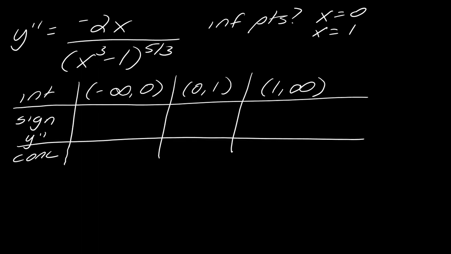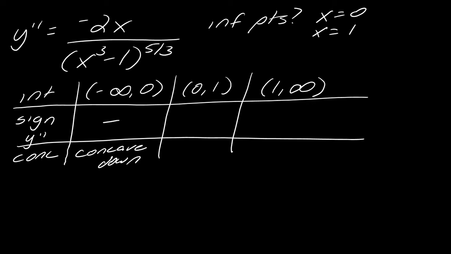Okay, so now as I start plugging things in, if I plug a negative number into here, I have a negative times a negative, which becomes a positive, right? And then here, if I plug a negative number into this, this will be negative, and then taking this to the 5/3 will keep it negative. So I have a positive over a negative, which would make the whole sign negative. So this is going to be concave down.